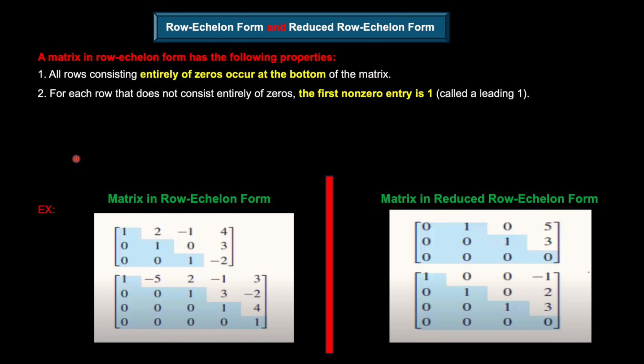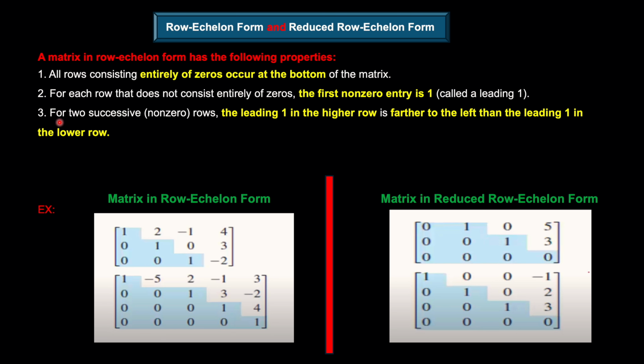The second condition is for each row that does not consist entirely of zeros. Here we have 1, 2, minus 1, so the first nonzero entry is 1, called a leading one. So this is the leading one and this is the first entry. We don't care about zeros; a zero here is not a problem for us. Here we start with 1 also, this is the leading one, and this is also a leading one.